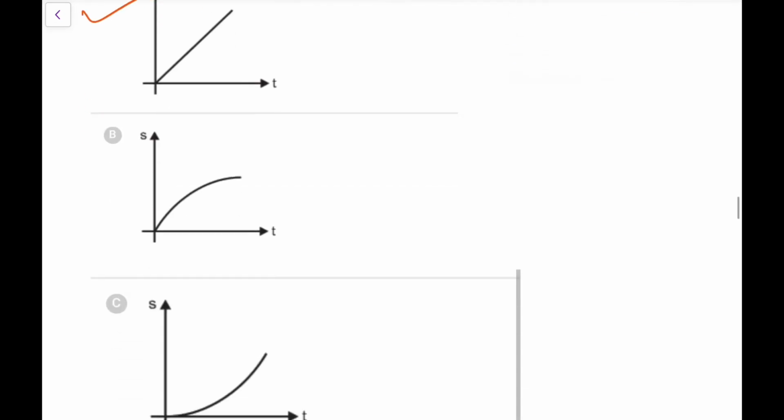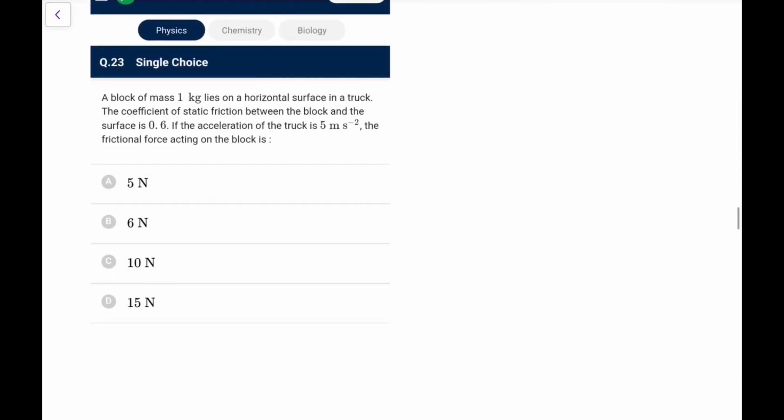Go for it. Next one. A block of mass 1 kg lies on a horizontal surface in a truck. The coefficient of static friction is 0.6, the acceleration is 5. What is the frictional force?